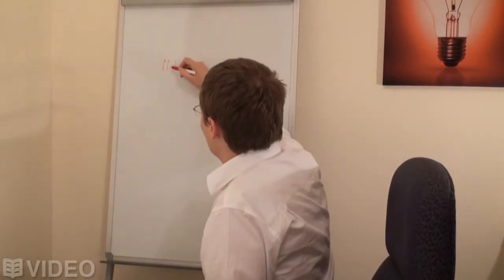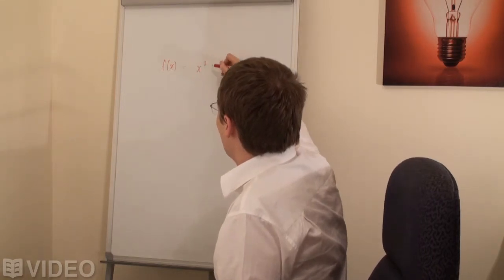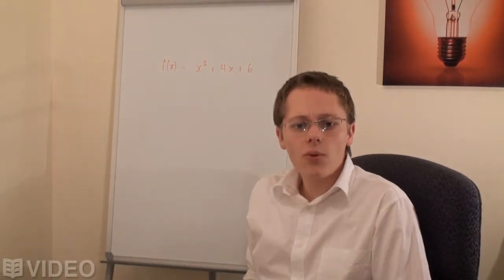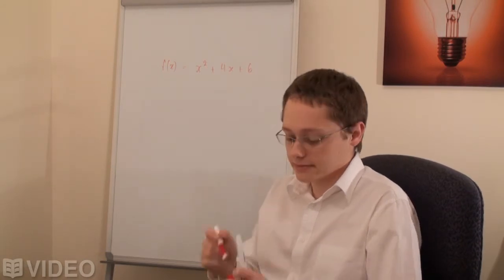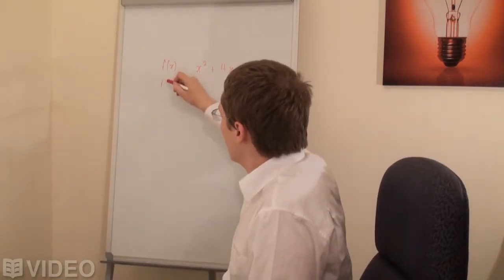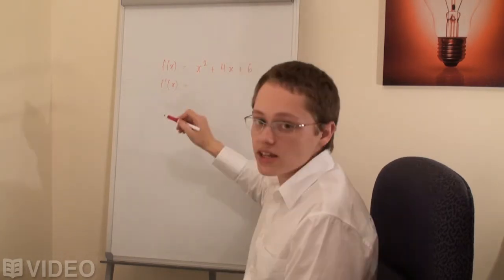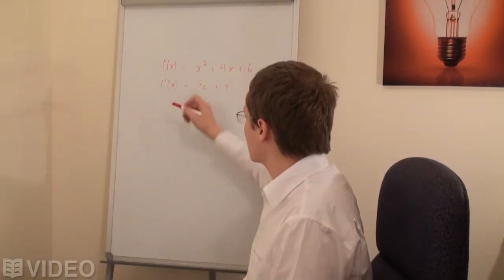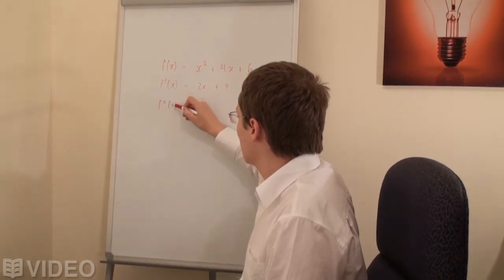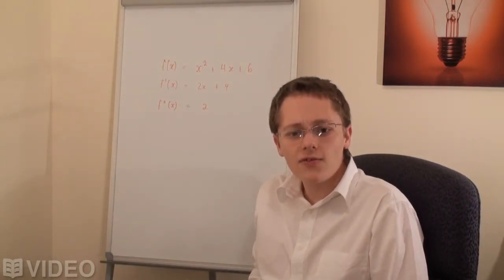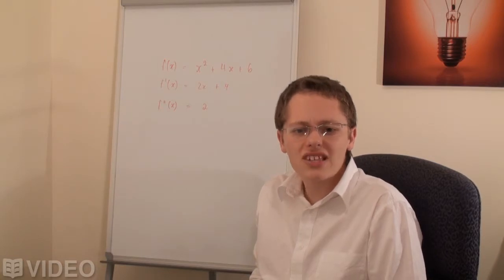So consider the function f of x equals x squared plus 4x plus 6. Let's say we wanted to know the points of inflection on this function. Well, we would differentiate once to get 2x plus 4. And then we would differentiate once again to get 2. What does this actually tell us about the function x squared plus 4x plus 6?